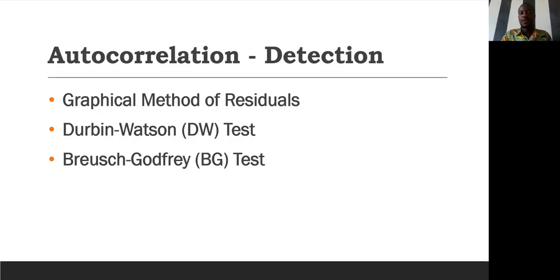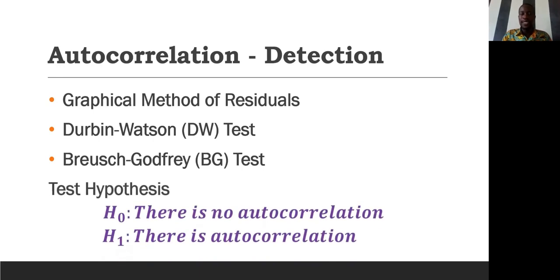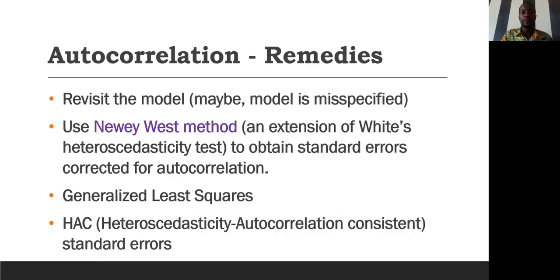And how do we detect it? We can graph the residuals and see the pattern. If there is a clear pattern, then there's autocorrelation. If there's no clear pattern, then there is no autocorrelation. We can use tests like the Durbin-Watson test and then the Breusch-Godfrey test, I believe, which are in the lmtest package. So we're going to take a look at them very soon. And so the hypothesis is such that the null states that there is no autocorrelation. Alternative, there is. So if you reject the null, then there is autocorrelation. If you do not reject the null, there is no autocorrelation.